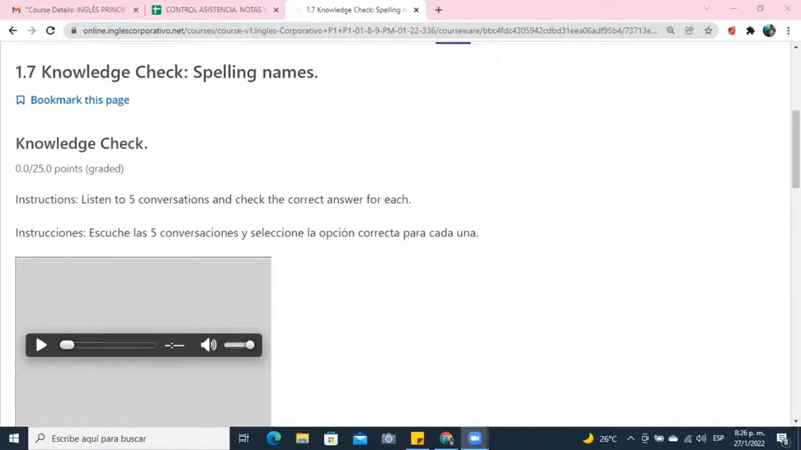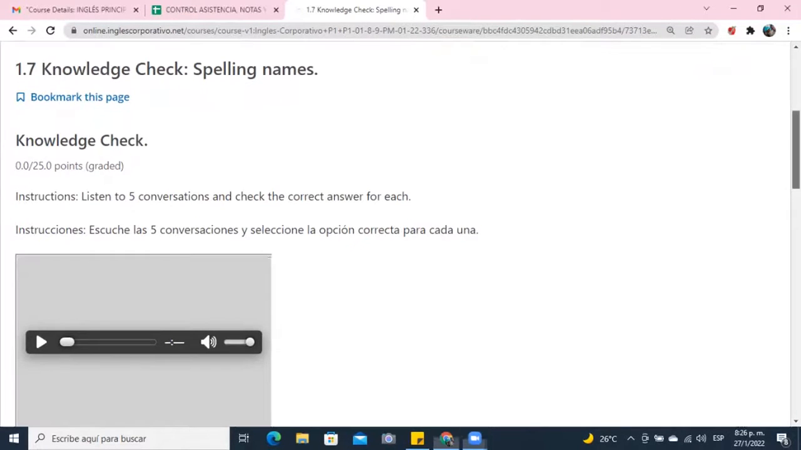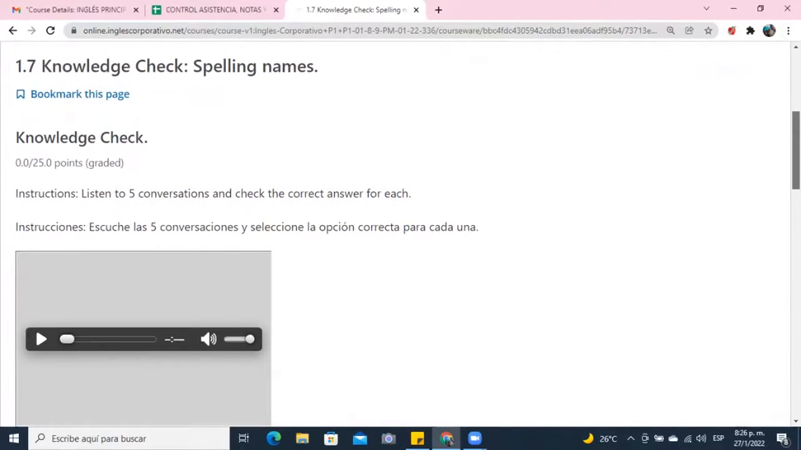Ok, me gustaría seguir con ese ejercicio, pero como ustedes saben, tenemos poco tiempo. So let's go to exercise 17, spelling names.